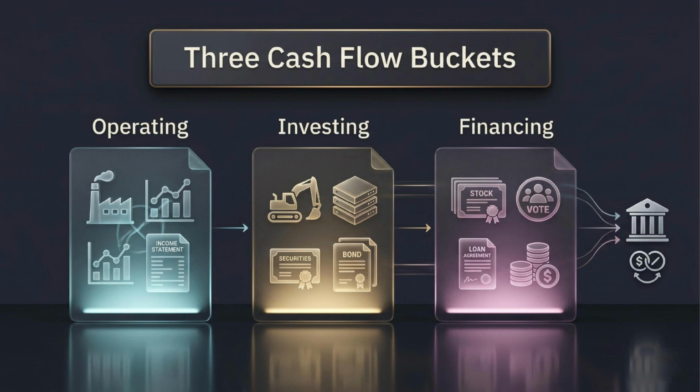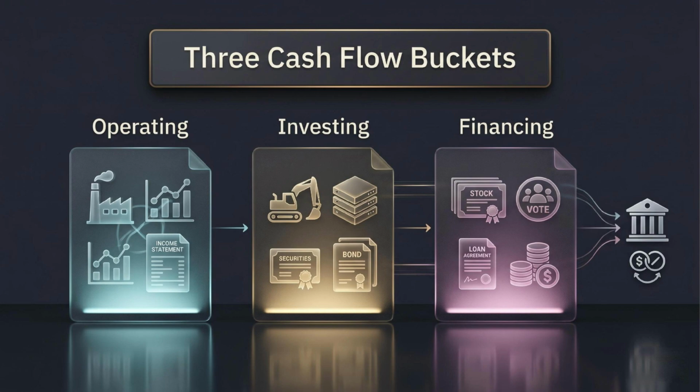Operating activities are generally linked to the entity's principal revenue producing activities and items that enter net income. Investing activities are tied to long-lived assets, loans made and collected, and investment securities. Financing activities relate to owners and creditors, issuing shares, borrowing money, repaying debt principal, and paying dividends. This three-bucket model is the heart of ASC 230.